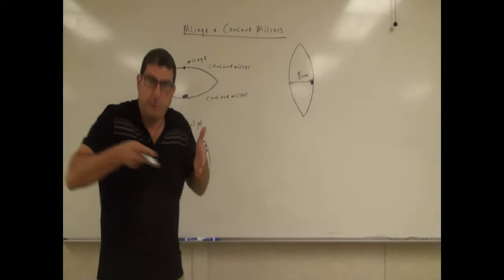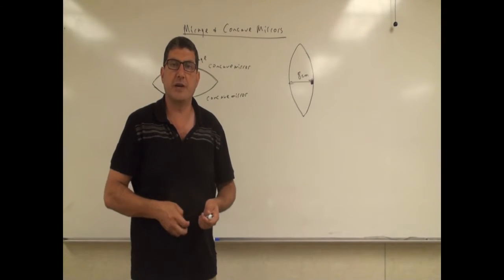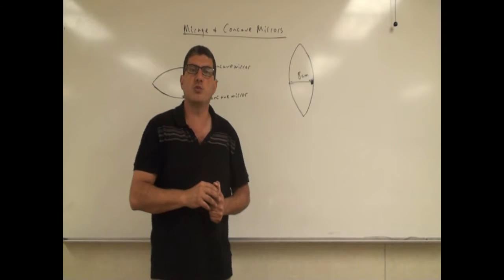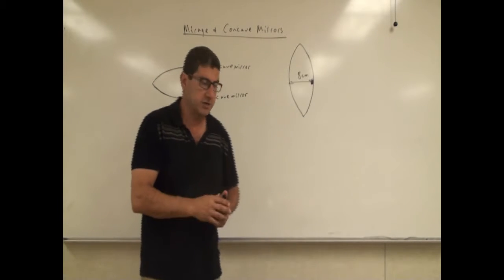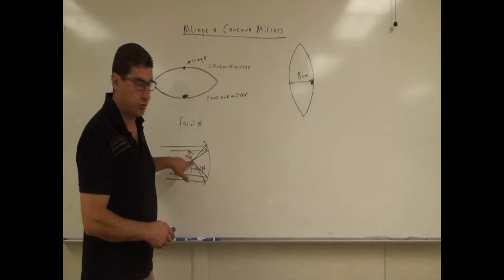So in other words, they will focus on the focal point, and I've talked about this before in my videos called parabolic mirrors. This is why telescopes are made with a parabolic shape, so they can focus all the information on that single focal point.